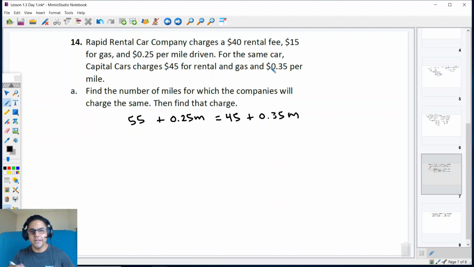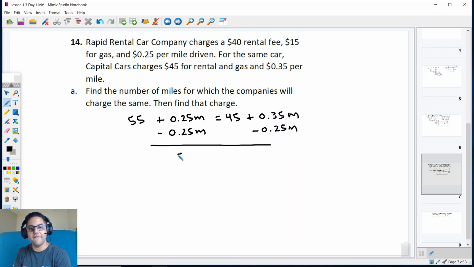It says, according to part A, find the number of miles for which the companies will charge the same, then find that charge. Essentially, we're trying to solve what m is equal to. That's the number of miles. Let's talk about our variables again. We want to move the smallest variable, so I'm going to subtract 25 cents per mile from both sides, which gives me 55 is equal to 45 plus 10 cents per mile.